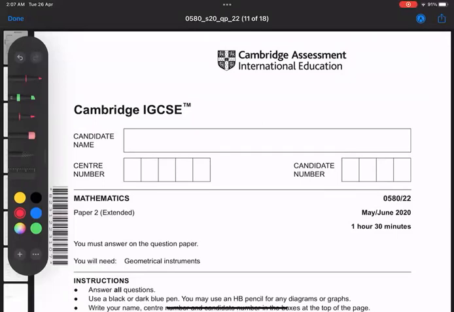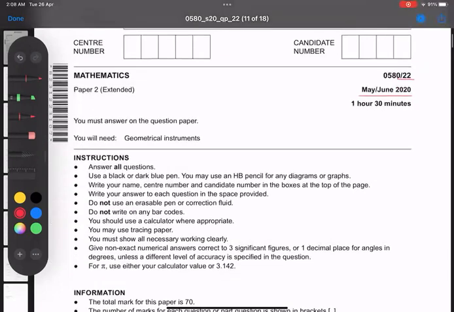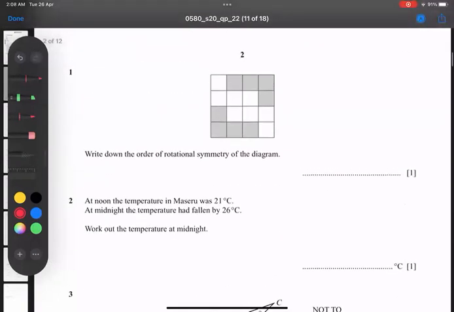This is a paper, June 2020 and variant 22. So have a look how we can do this question paper. First of all, we have here, write down the order of rotational symmetry. So I want to teach you, first of all, what is rotational symmetry.